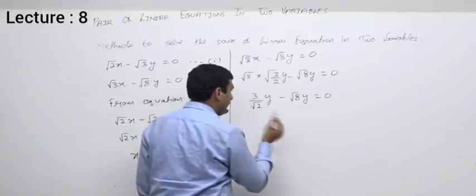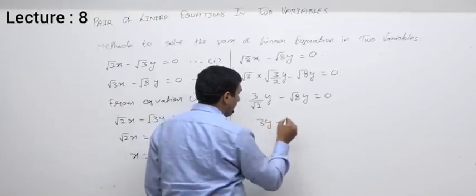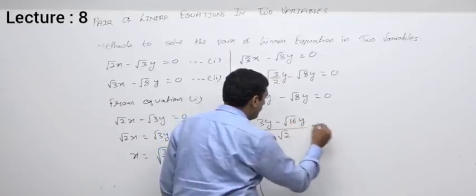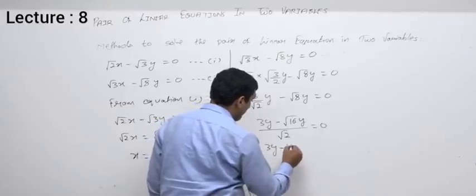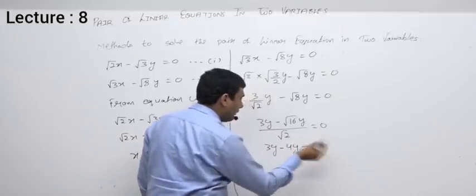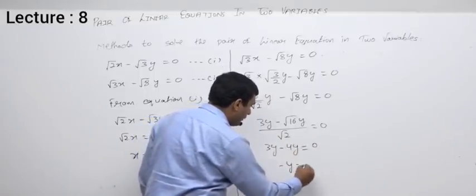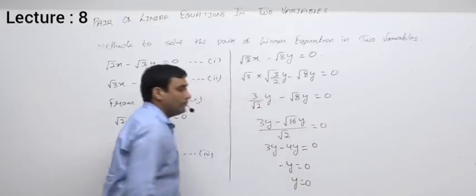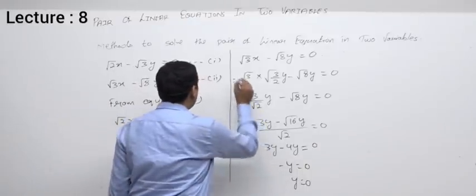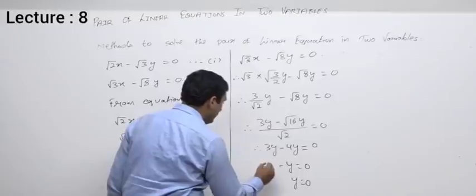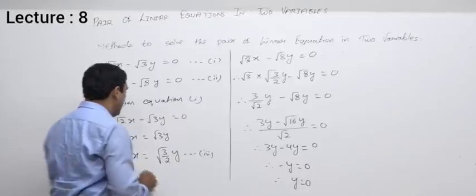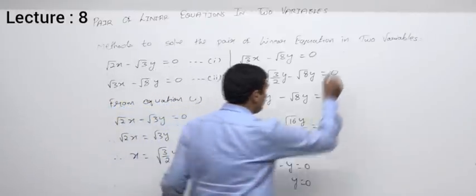Now LCM will be root 2, so 3y minus root 16y upon root 2 is equal to 0. That means 3y minus 4y is equal to 0, 0 into root 2 becomes 0. So minus y is equal to 0, therefore y is equal to 0. So in this case, value of one variable y is equal to 0. Now I will put this value of y in equation number 1, or in equation number 2, or in equation number 3. I'll prefer to put it in 3.